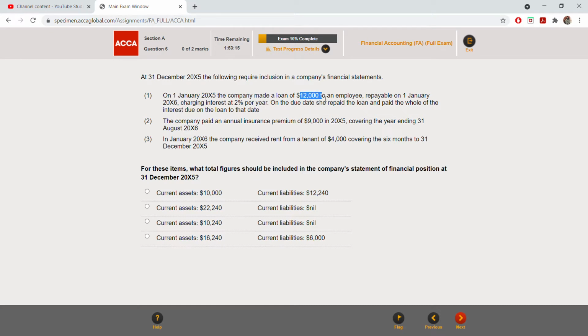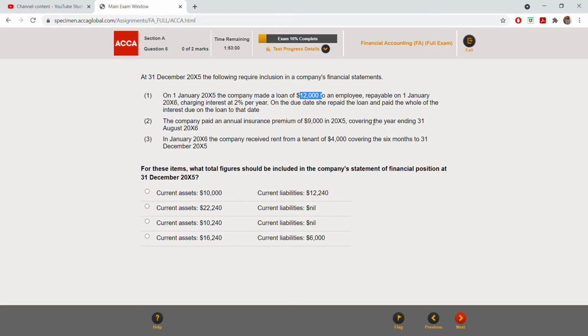Now, the loan of 12,000 is the principal amount, so that will be there. With that you have to add the interest. What is the interest? 2% per year. That means 2% of 12,000. That is 240.